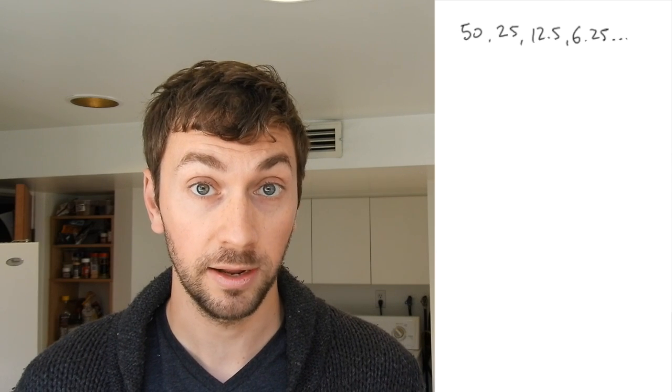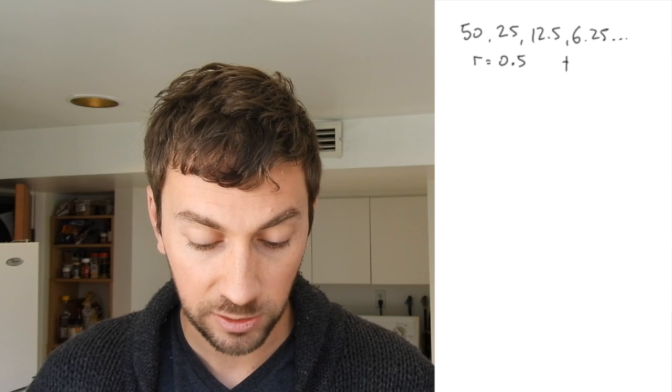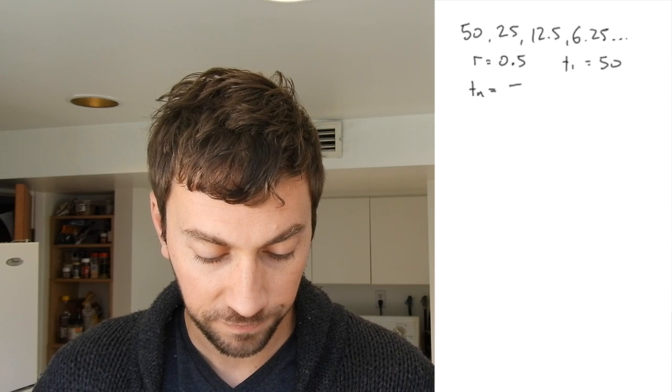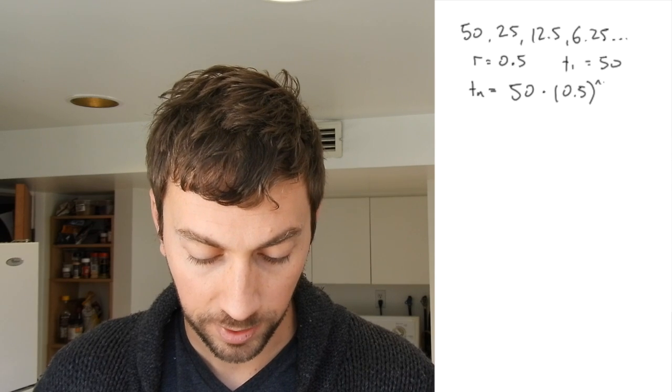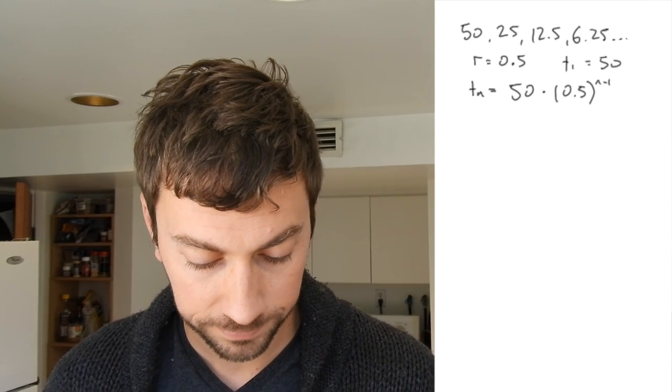50, 25, 12.5, 6.25, and so on. Okay, so in this example, we're timesing by something, but what we're timesing by is making it smaller, and that's totally allowed. So here R is actually 0.5, and T1, the first one, is 50. So Tn is 50 times 0.5 to the power of n minus 1. I'm just following the formula. Tn is T1 times R to the n minus 1.